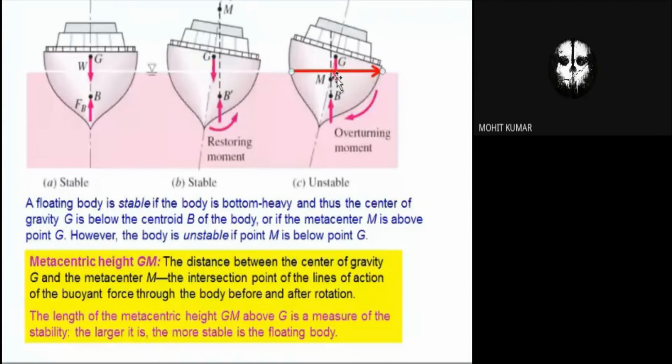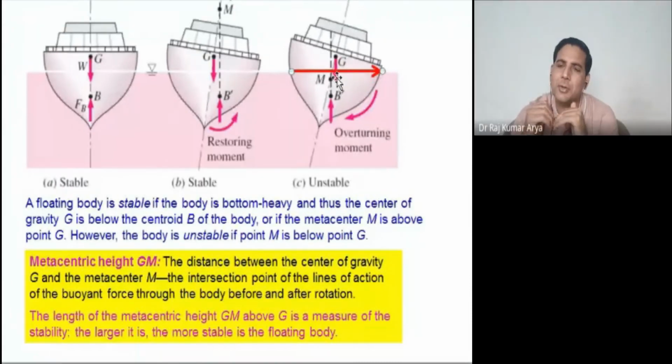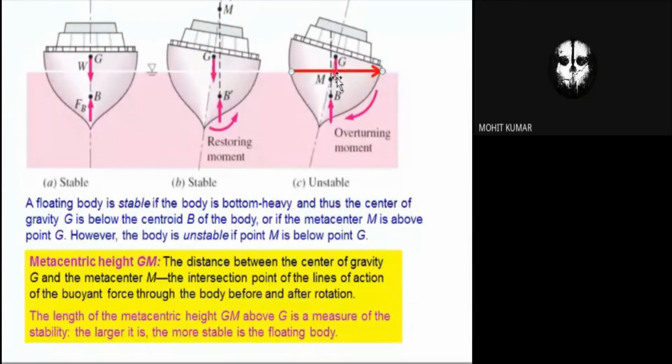Okay? So to have your floating body stable and safer, your GM should be as high as possible. In the worst case, it can be 0, but it should not be negative. Negative means your body will sink or topple down. Fine? Yes, sir.